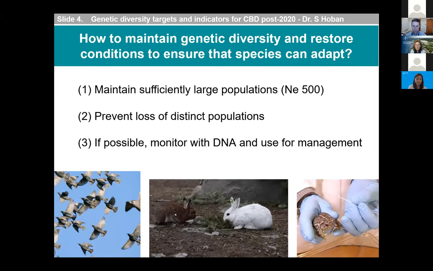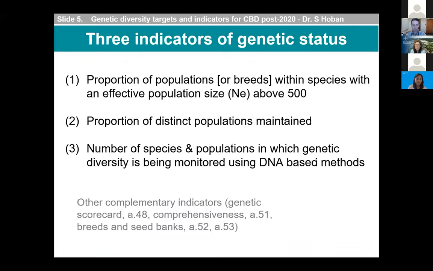So how can we maintain genetic diversity and ensure that species can adapt? There are three things we can do. We can make sure that populations are sufficiently large. This is the NE500 that Linda just spoke about, to maintain adaptive variation. We can prevent the loss of distinct populations, like distinct traits or variants that can be adapted to different environments. And when possible, we can monitor DNA of high priority species and use the knowledge from those studies for management.